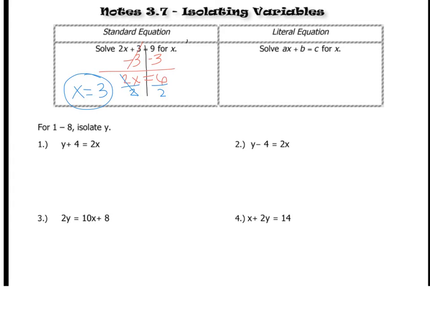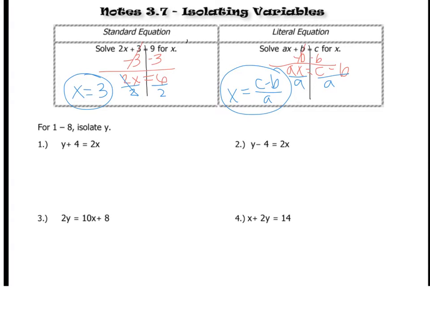If I were to solve for x with the literal equation, I would start the same way that I did the other one. I would subtract b from each side. So now I did the opposite operation. So a times x equals c minus b. Since a is being multiplied by x, we divide by a to make it 1x. So 1x equals c minus b divided by a.